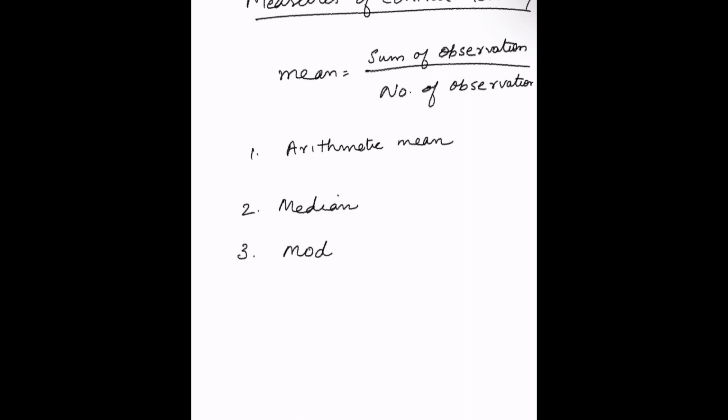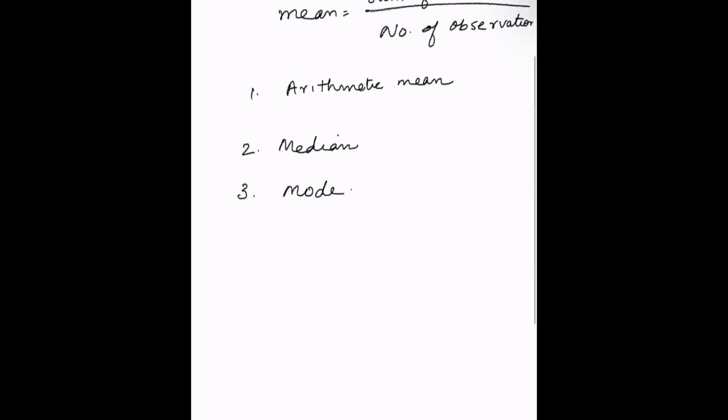Third one is mode. What do you do in mode? Just look for how many times a specific number or specific frequency is repeated. It's like, assuming the marks are like this, 10, 20, 30, again 10, 25, 35, then maybe 10. You just look for how many times one specific number is repeated. In this case, 10 is repeated 3 times, right?